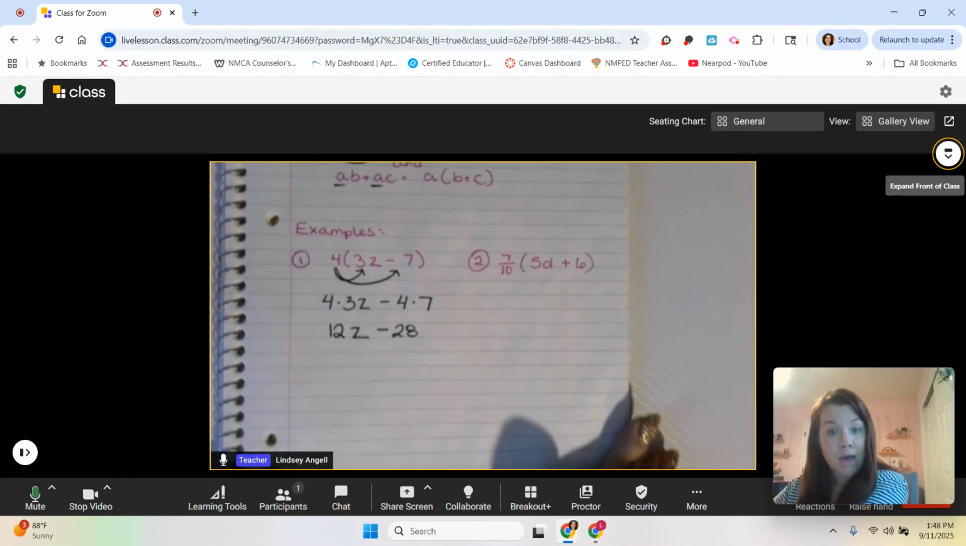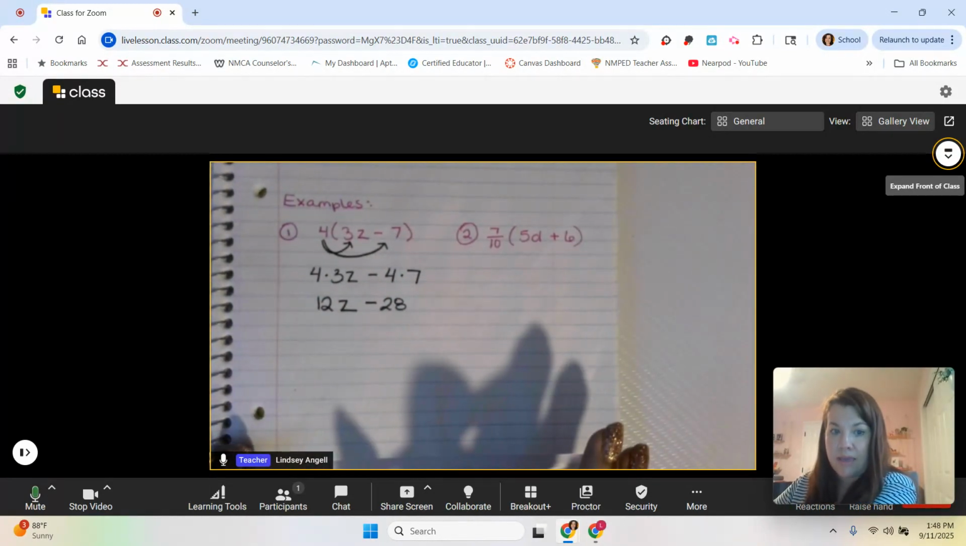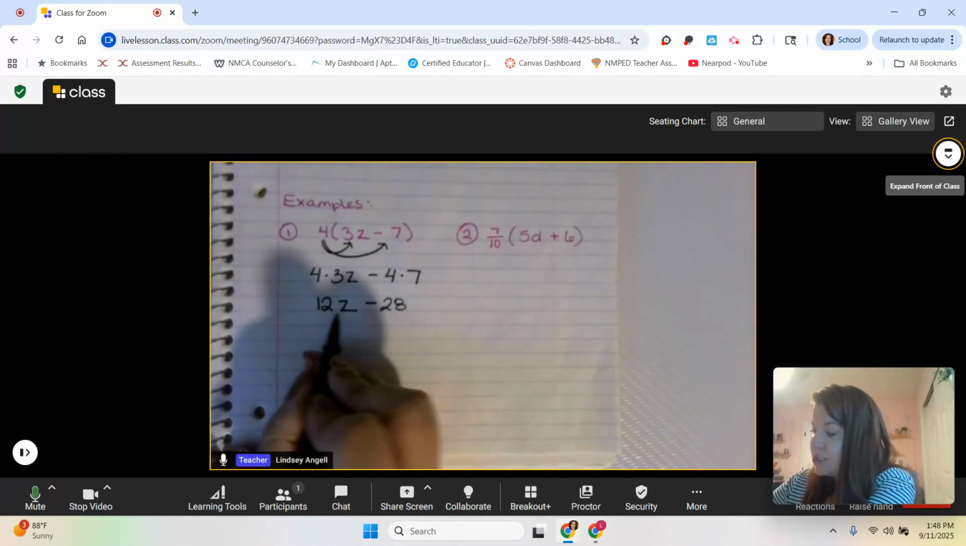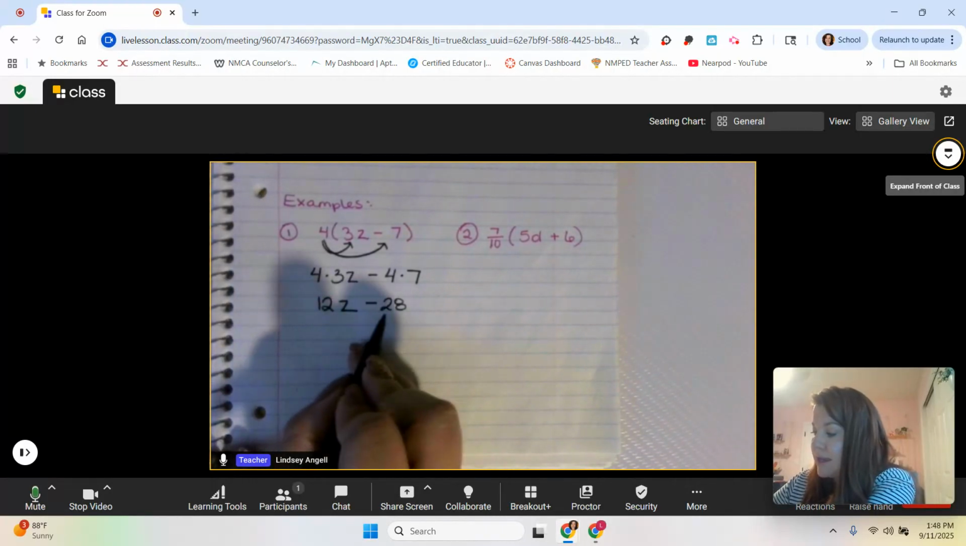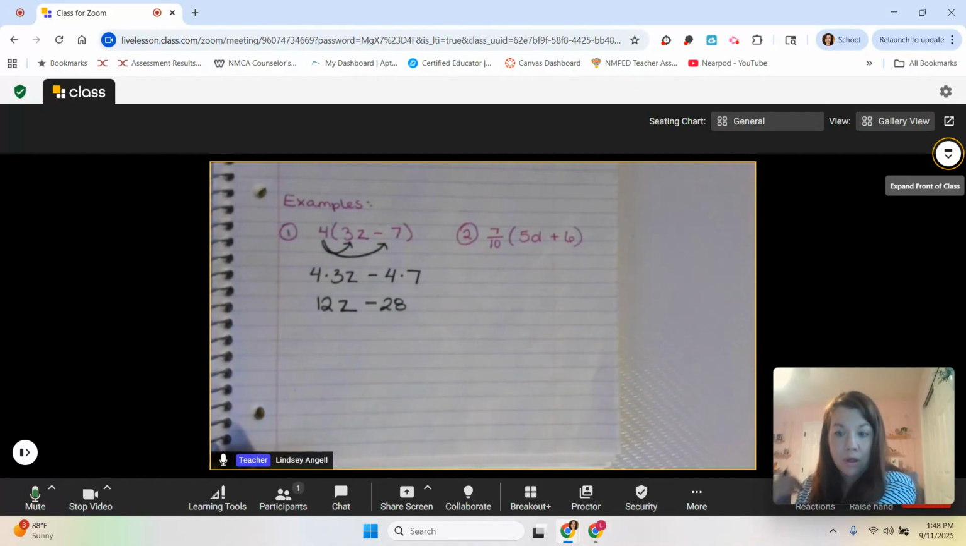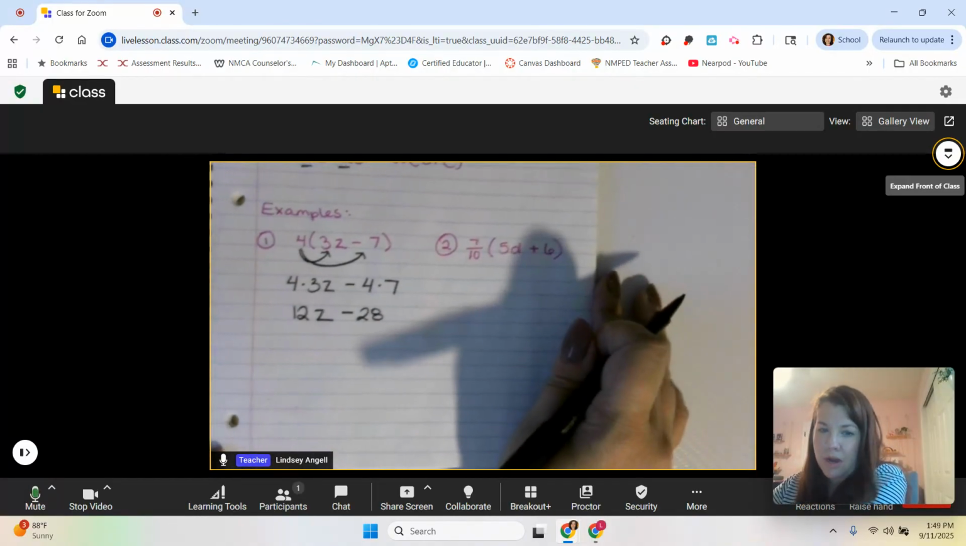Now, the opposite is true as well if we needed to. I think it goes into your next lesson, but just so you know, you could also recognize that those numbers can both be divided by 4 and pull that 4 out as well. But we're not going to worry about that right now.